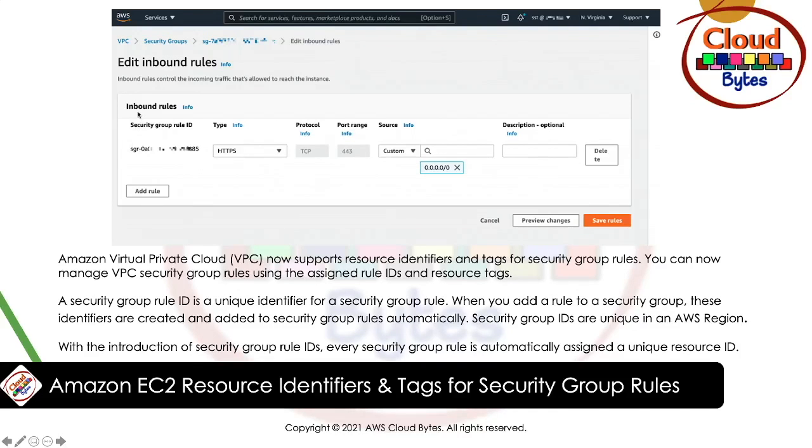You can look at the picture where you can see the inbound rule, then you have the security group rule ID. This information is similar to what we used to have earlier. No change on this side. You can see the IDs now. And this will be a great help in any kind of automation script. Moving on to the next news headline.